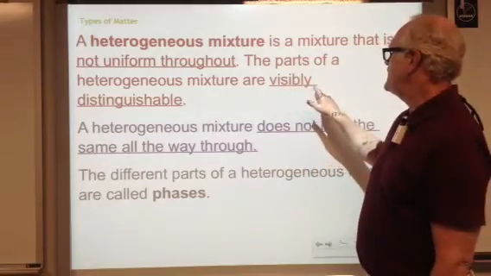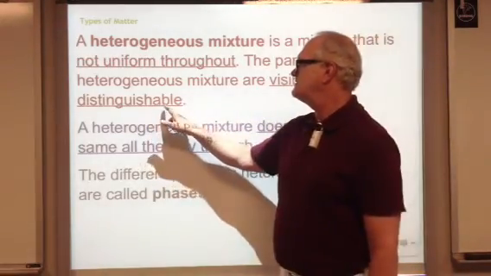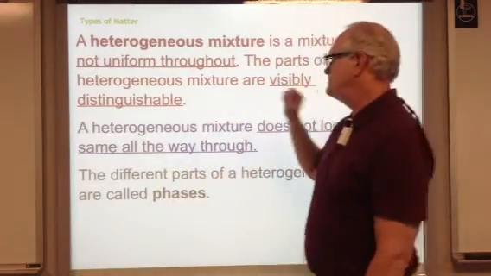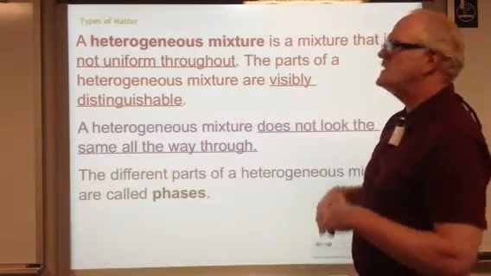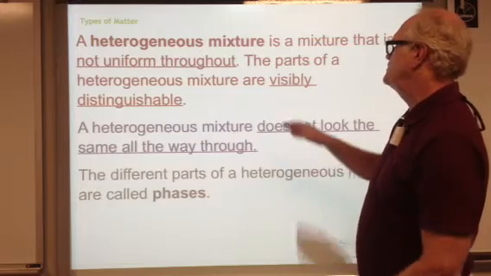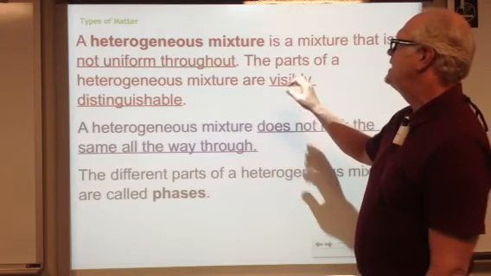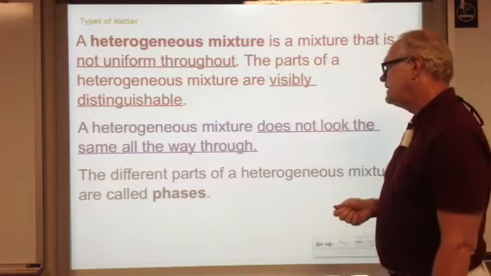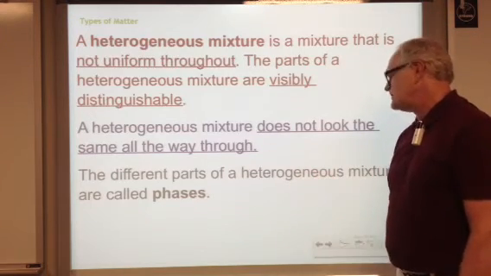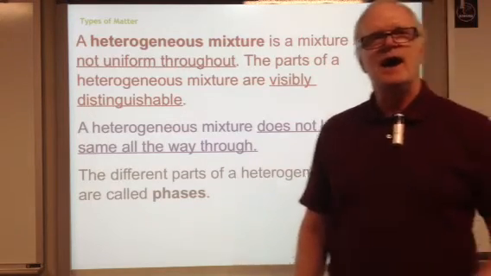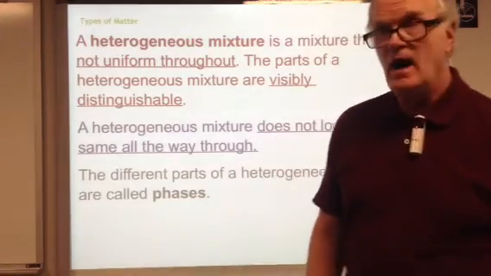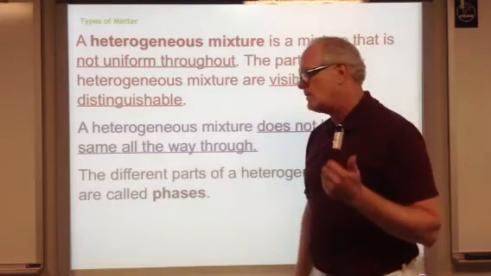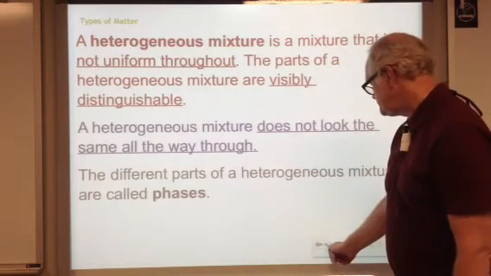If we look at a homogeneous mixture, we cannot tell the difference between the parts. If we look at a heterogeneous mixture, we can tell the difference between the parts. Let's be clear about that. A heterogeneous mixture does not look the same all the way through. In fact, the parts of a heterogeneous mixture that we can see are called phases. So a heterogeneous mixture has two or more phases.